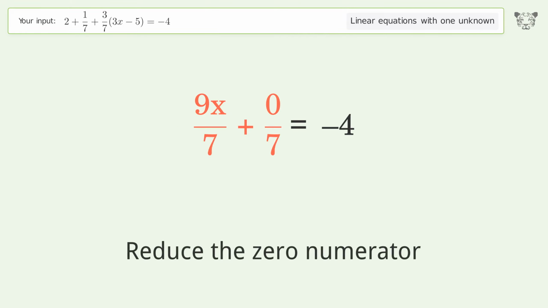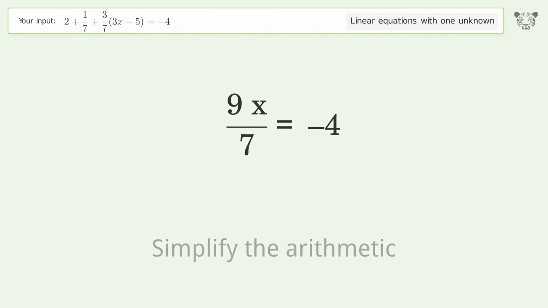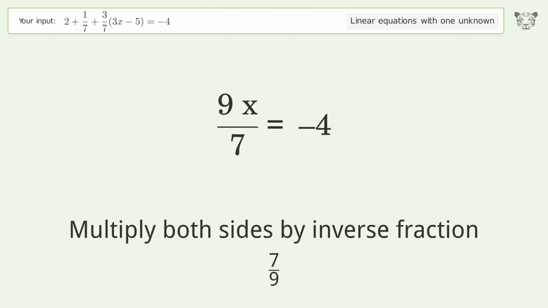Reduce the zero numerator. Simplify the arithmetic. Isolate the x. Multiply both sides by inverse fraction 7/9.